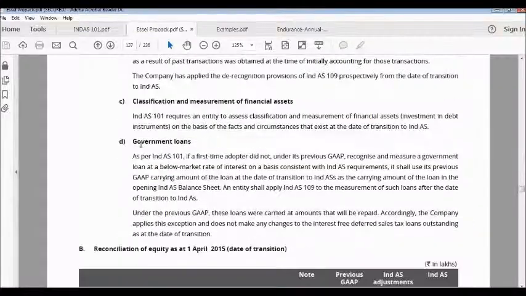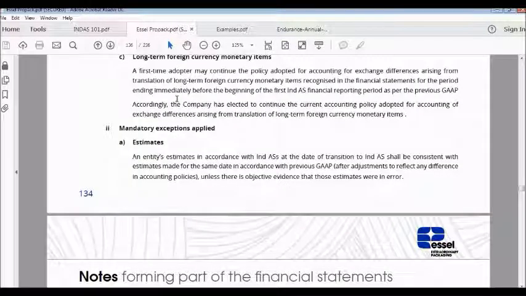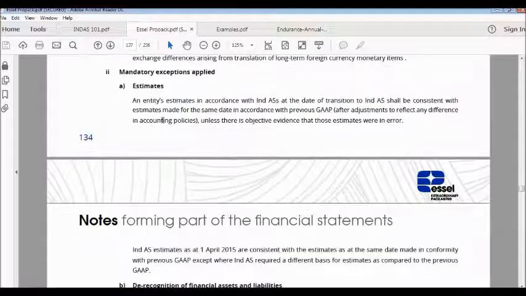And then paragraph D is also there, government loans, which you can read out. The link of that SL Propac balance sheet is in the description. You can check it out to become familiar with those kinds of disclosures.